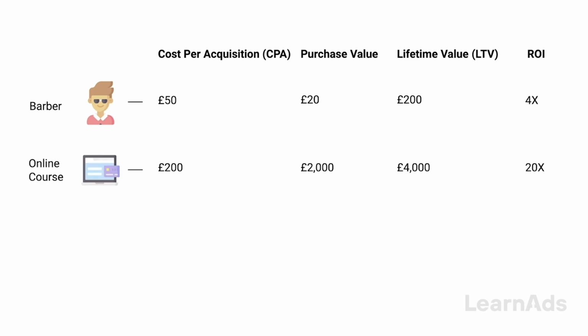Now, another example here is an online course business. Let's say we're spending £200 to acquire a customer and the course is £2,000. You'd be pretty happy with that return on investment. That's a 10 times return on investment. But let's imagine that this business has a series of upsells, and over the course of a lifetime, a customer is actually spending around £4,000 on average. That's actually a 20 times return on investment on this advertising campaign when we consider the lifetime value.